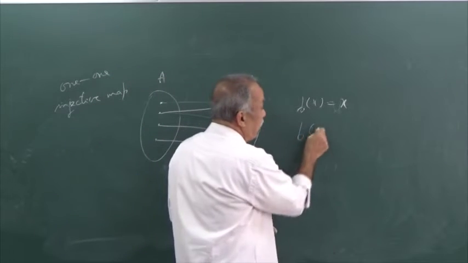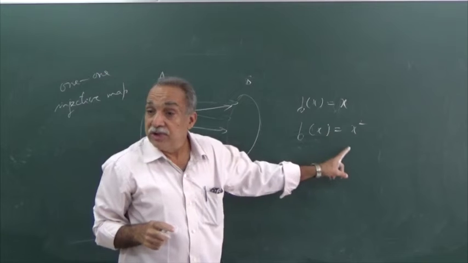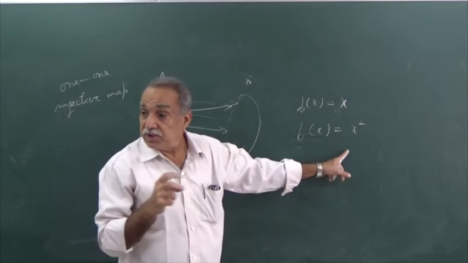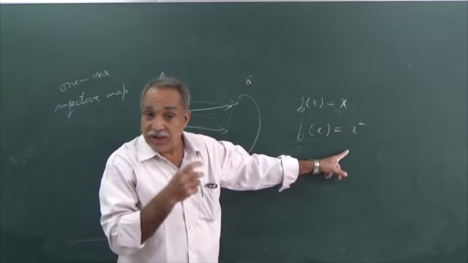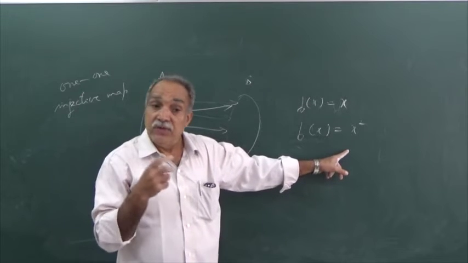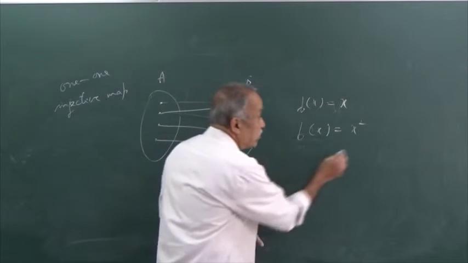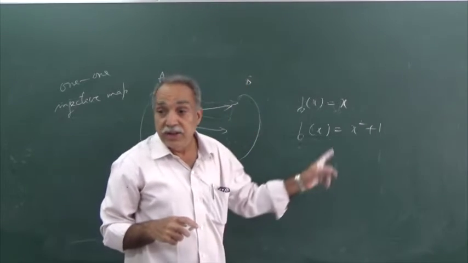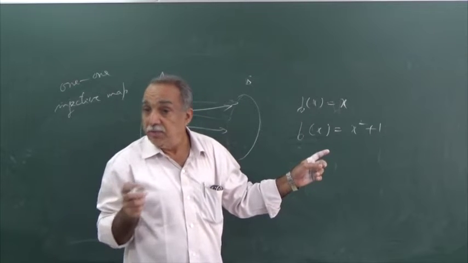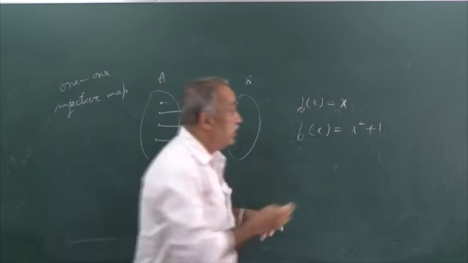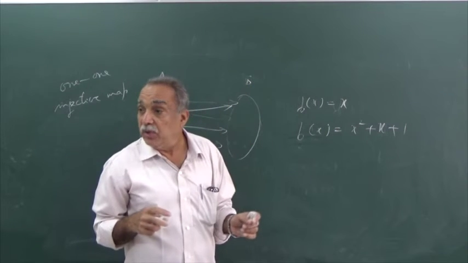Suppose you have f of x equal to x square, this will not be 1-1, because -1 and plus 1 have the same image, -2 and plus 2 have the same image, -3 and plus 3 have the same image. Infinitely many pairs of elements are there having the same image. Suppose you have f of x equal to x square plus 1, it is not 1-1. Again, -1 and 1 have the same image. -2 and plus 2 have the same image. Suppose you have f of x equal to x square plus x plus 1, not 1-1.